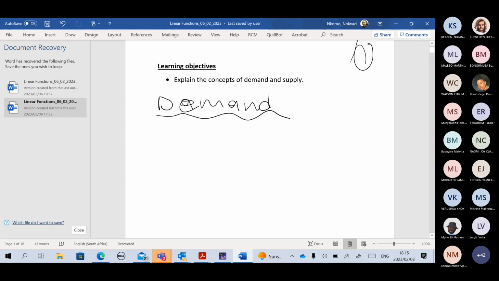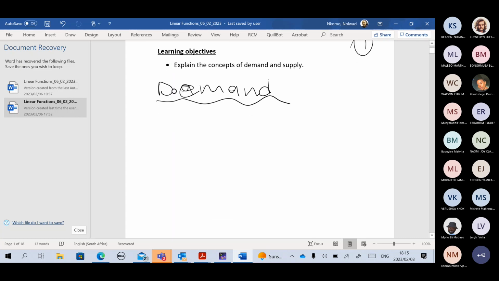In the simplest form, I'll use the definition from our study guide. It says the term demand represents the quantity of a product or a service. We'll use Q to denote the quantity, and we're still going to use P to denote the price. So the term demand represents the quantity of a product or a service that consumers would buy at a certain price.